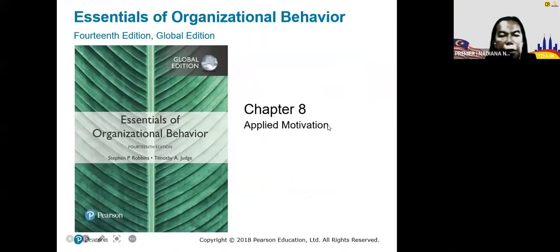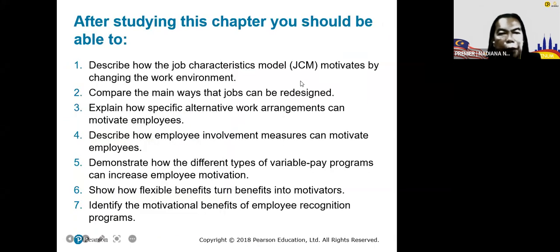Okay, this is the continuation of employee motivation. We go to applied motivation. How to use or apply motivation in the workplace. After studying this chapter, students will be able to describe how the job characteristic model, JCM, motivates by changing the work environment. That means the job characteristic model will be influenced by changes of the work environment.